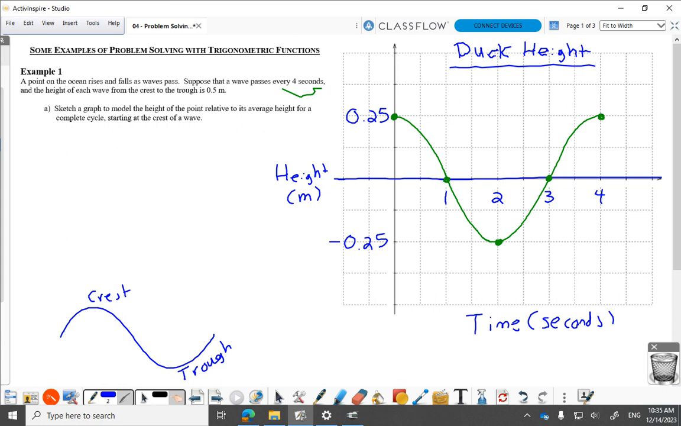Did I do what it said? Sketch a graph, yes. Models the height of the point relative to the average height for a complete cycle starting at the crest of the wave. I should tell you that if waves did go by every 4 seconds, and the height of each wave from crest to trough was 0.5 meters, this would work surprisingly well in predicting where the duck was going to be for 4 seconds, then for 8 seconds, then for 12 seconds.